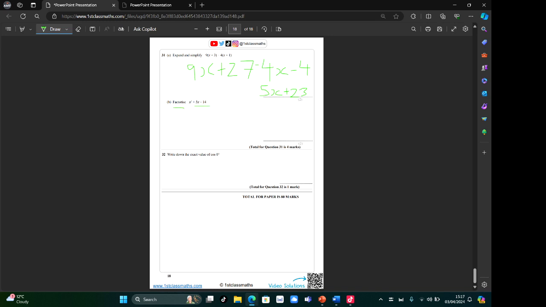Part B, we're looking at factorizing a quadratic. So we've got factorize x squared plus 5x minus 14. So you want a double bracket. Double check part A again, Dora, double check. Yeah, it's 27 minus 4, isn't it? Because it's minus 4 times positive 1.